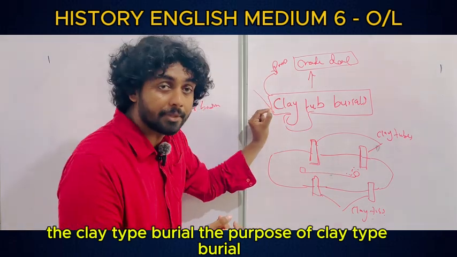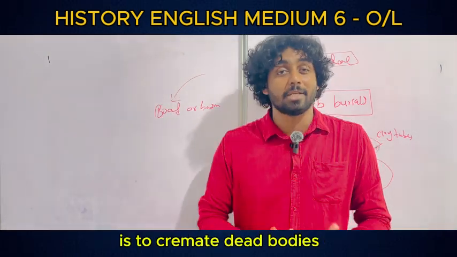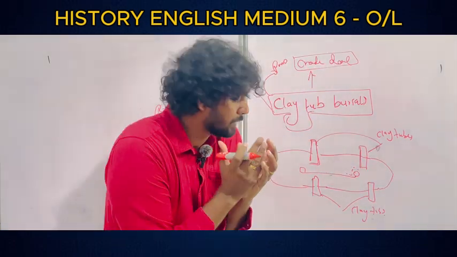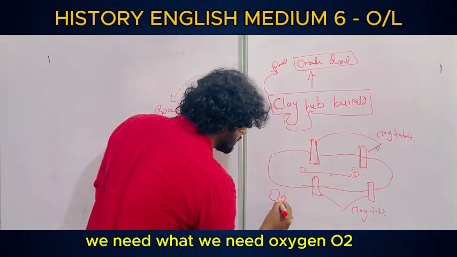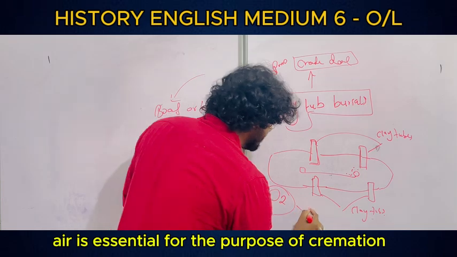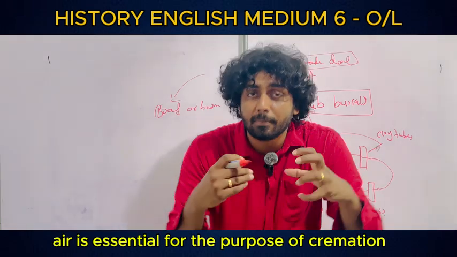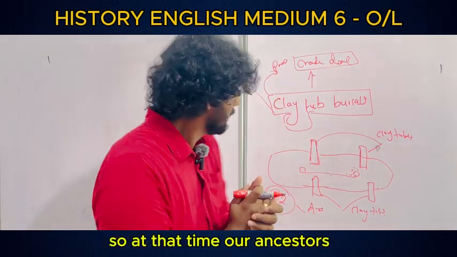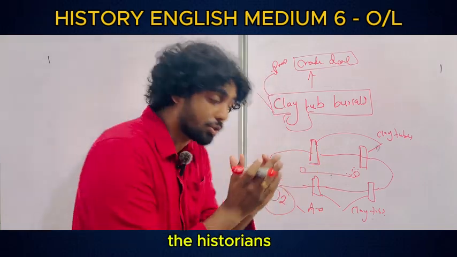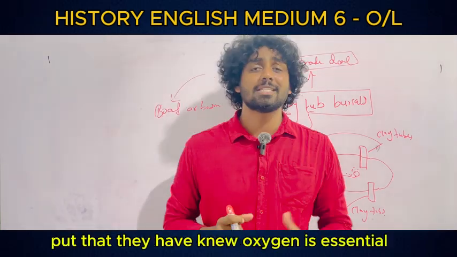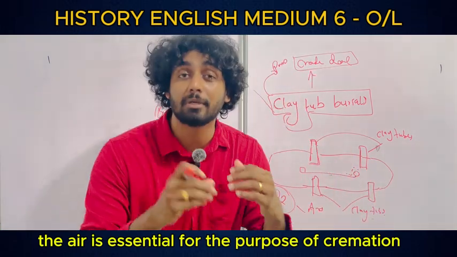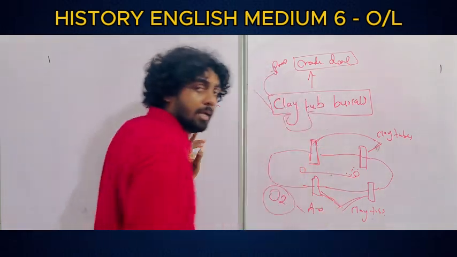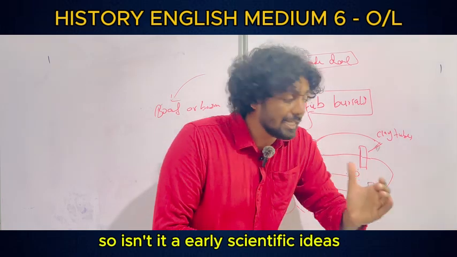The purpose of clay tub burial is to cremate, to burn dead bodies. If we want to burn something, we need what? We need oxygen, air. Air is essential for the purpose of cremation. So at that time, our ancestors knew oxygen is essential. Therefore, that is why they fixed clay tubes. So, isn't it an early scientific idea?